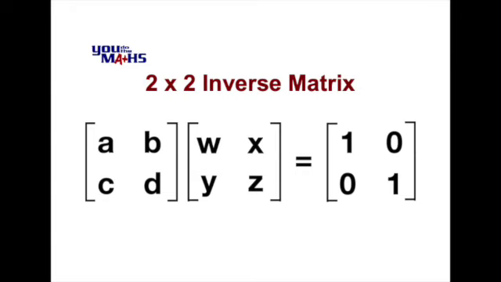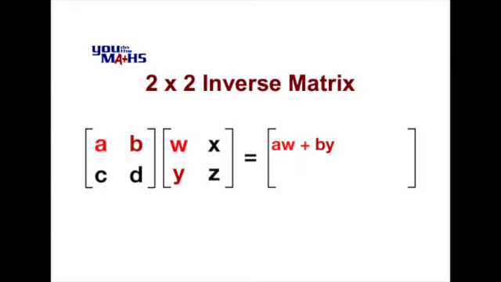and match them to the entries in our identity matrix. So we start our multiplication by using the entries in the first row of the matrix on the left, multiplying it by the entries in the first column of the matrix on the right, and that gives us AW plus BY. We then go to the second column of the matrix on the right, and that'll give us the entry AX plus BZ. And then into the last row of our product matrix, which we want to be the identity, we end up with CW plus DY, and then the last entry, CX plus DZ.